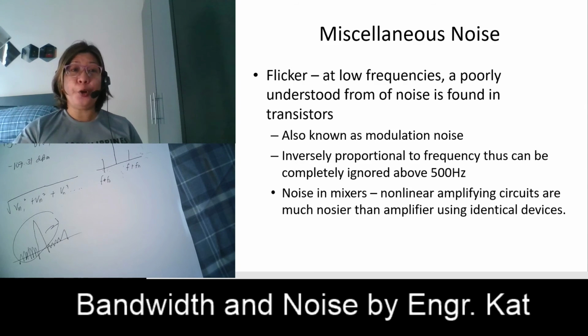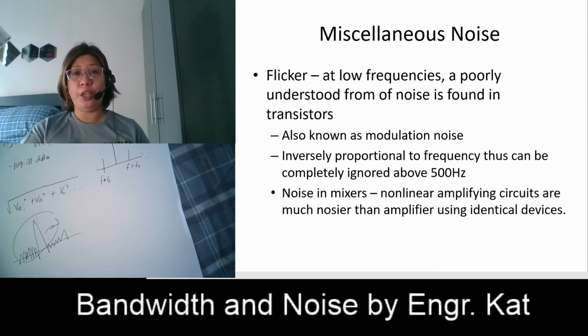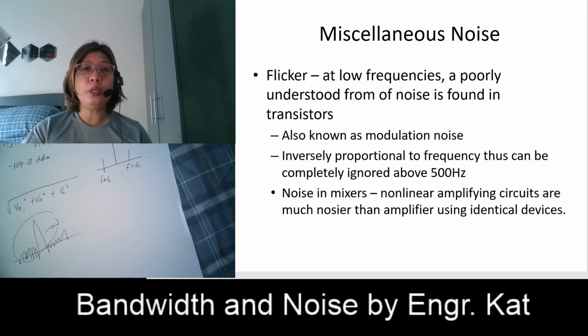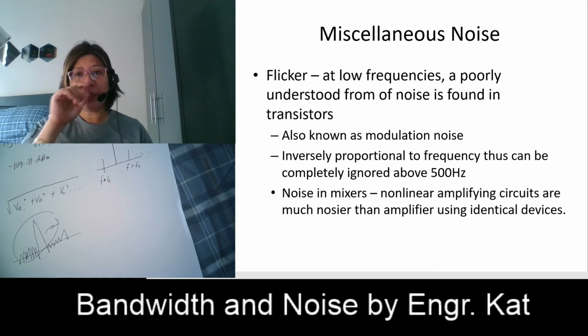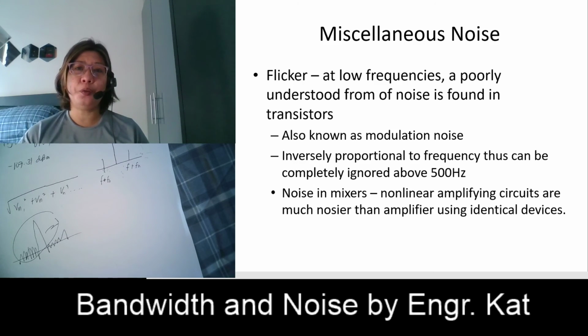We have flicker. Okay, so what do we mean by flicker? At low frequencies, a poorly understood noise is found in transistors. So this is also known as modulation noise. This is inversely proportional to the frequency. Thus, this can be completely ignored above 500 hertz.